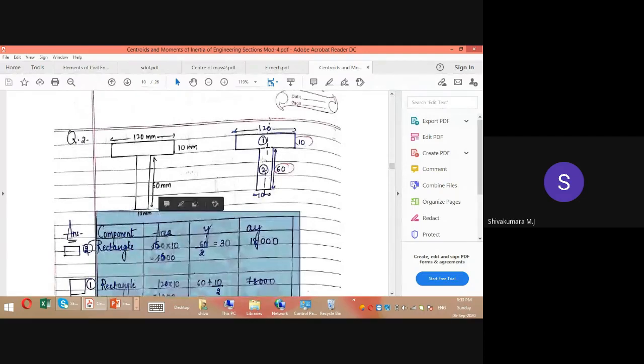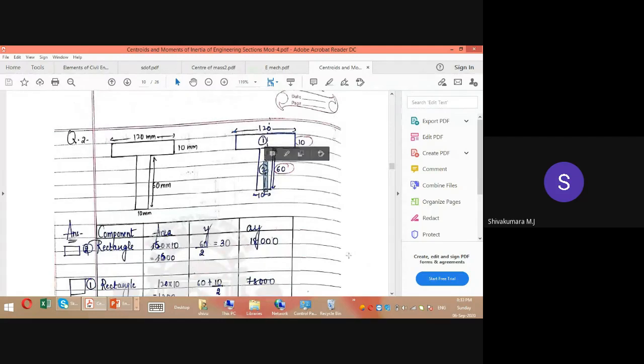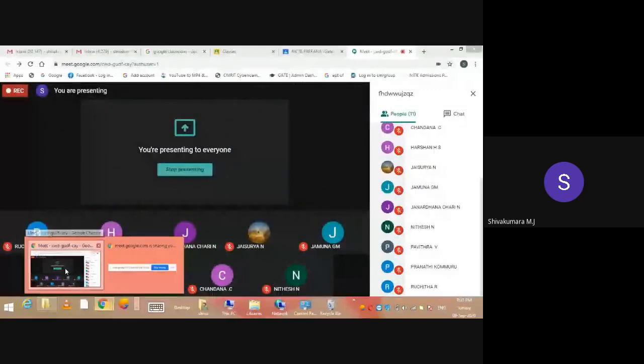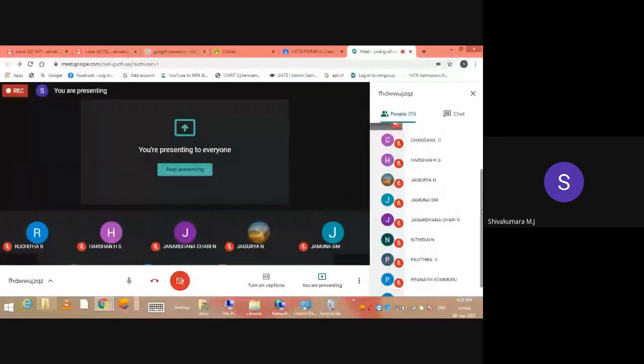So the centroid is located somewhere here at a distance of 53 from here. This is how to locate the centroid for composite plane figures. However, for standard plane figures, you have standard formulas. You can use those standard formulas and you can determine the centroid.